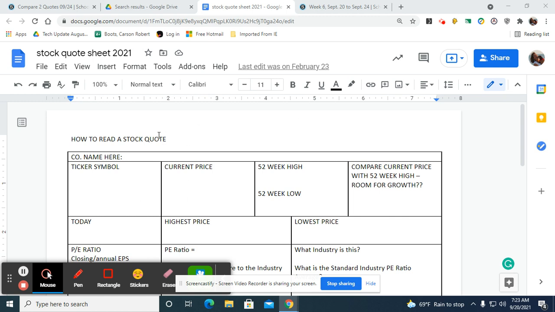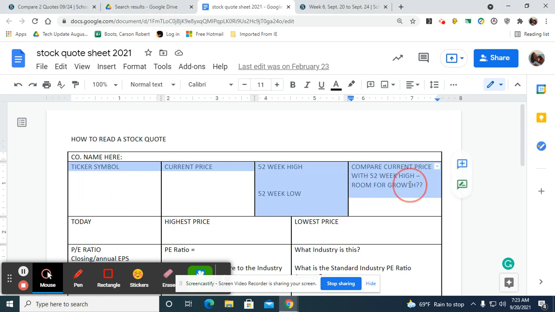Basically, a stock quote is telling you how a company is performing on the stock market. There's a ticker symbol, what the stock is currently going at, within the last year what has been the 52-week high and the 52-week low, and what it's currently selling for. So we're going to cover this first row in this first video.